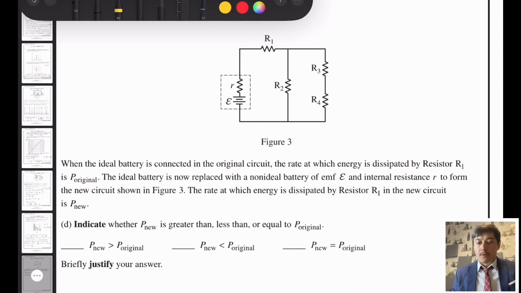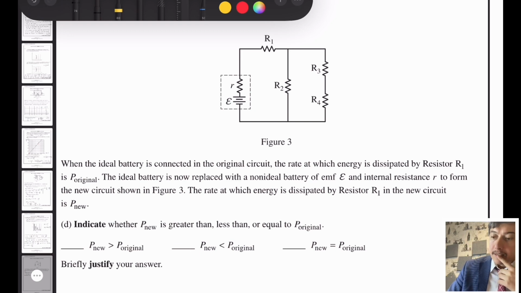Next part. When the ideal battery is connected in the original circuit, the rate at which energy is dissipated by resistor R1 is P original. The ideal battery is now replaced with a non-ideal battery of EMF epsilon and internal resistance small r to form the new circuit shown in the figure. So we can see that there is another resistance small r in the circuit. The rate at which energy is dissipated by resistor R1 in the new circuit is P new. Indicate whether P new is greater than, less than, or equal to P original.